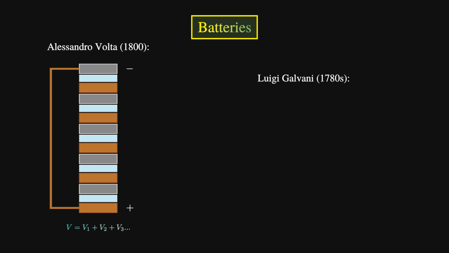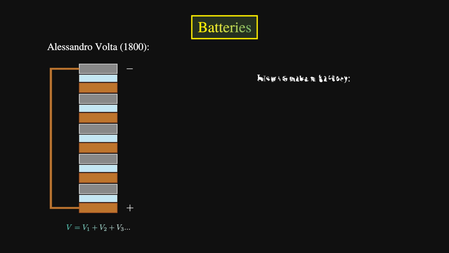But before the battery was invented, in the 1780s, Galvani accidentally created a cell out of a dead frog's leg, out of all things. By attaching a zinc and copper coin to it, the leg would experience a small voltage and start twitching. In honor of this, the electrochemical cell was named a galvanic cell.